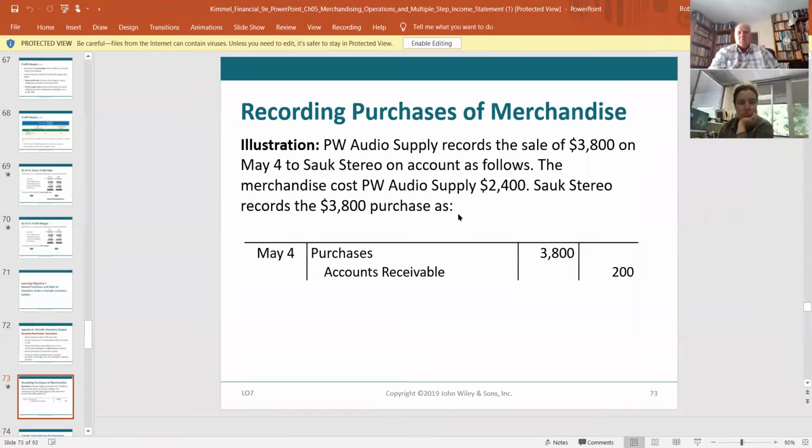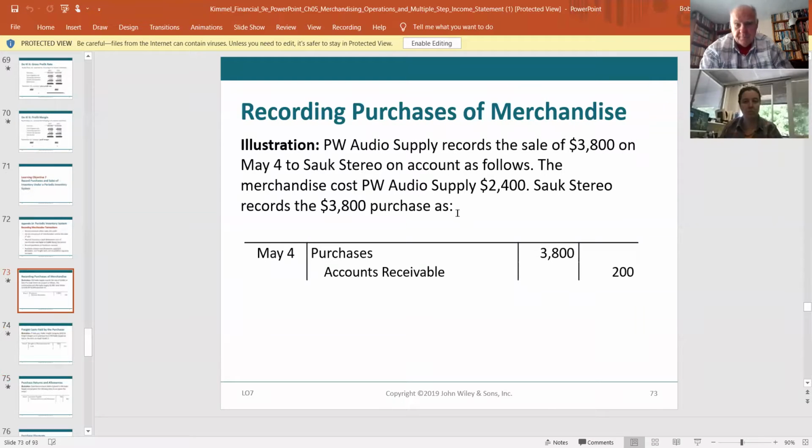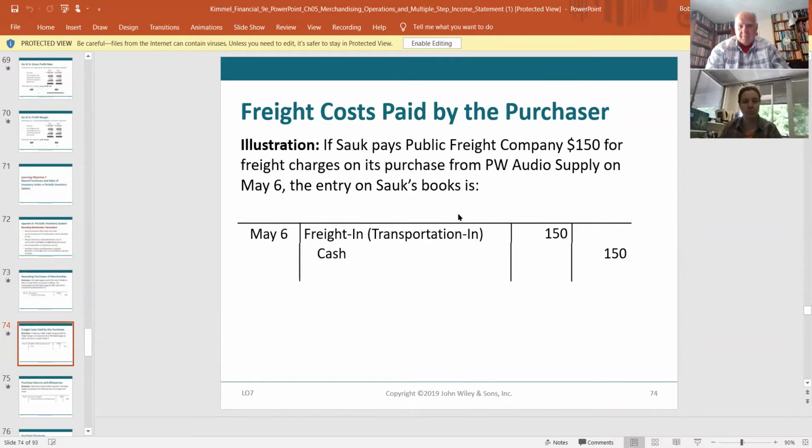Now, notice one key difference here. Oh, Derek left us. Now, there's a key difference between the perpetual, as you'll see when you go back, and the periodic. The periodic, we're debiting purchases, not inventory when we buy something, okay? We debit purchases. So we bought something for $3,800. There was a freight charge, okay? SAWC had to pay the freight. The purchaser had to buy the freight. We debit freight in expense. Under the perpetual system, that went to inventory.